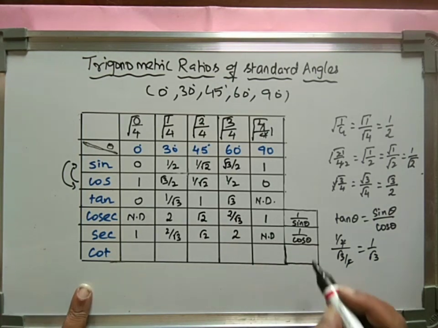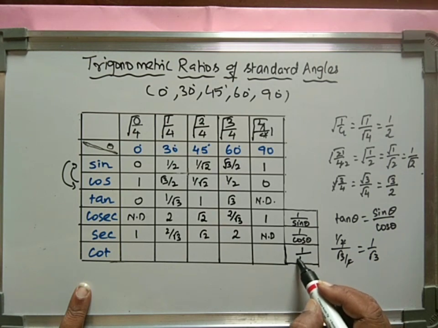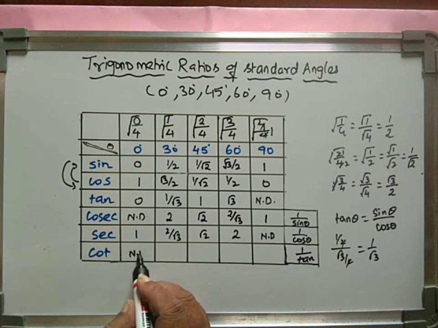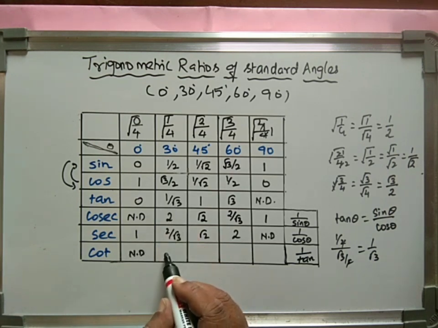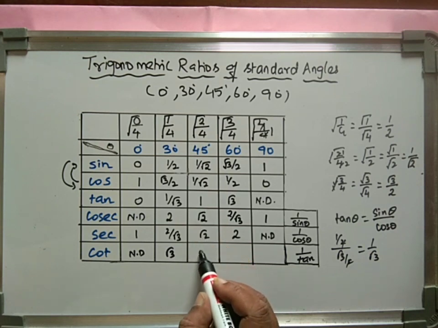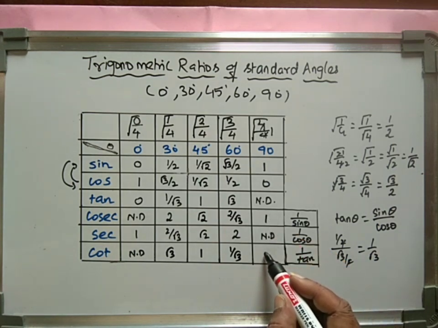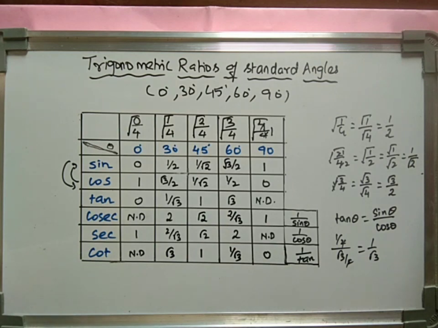And what is cot? Cot is nothing but the reciprocal of tan, isn't it? Therefore we get cot values by reciprocating the tan values. Now the first one, 1 by 0, not defined. 1 by root 3 reciprocal, root 3. Reciprocal of 1 is 1 and reciprocal of root 3 is 1 by root 3. Not defined reciprocal is nothing but 0. Okay, so this is how we write the table for the trigonometric ratios of standard angles.